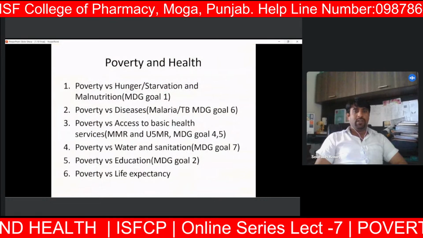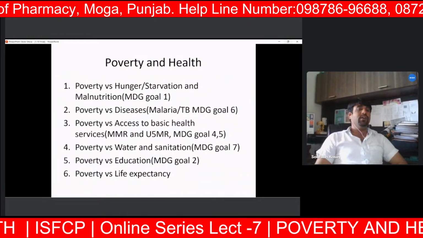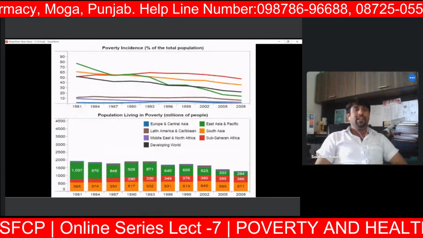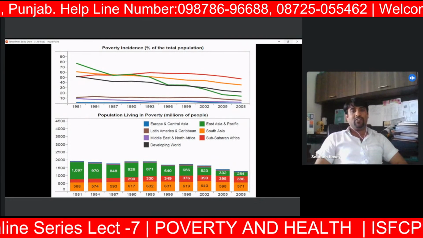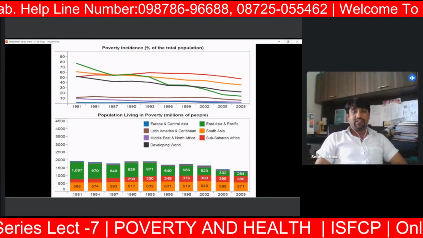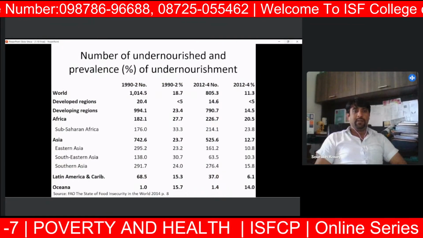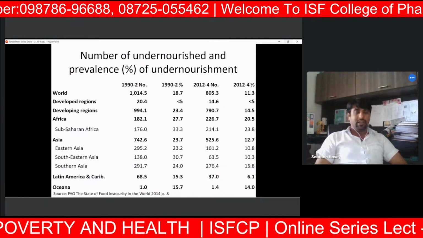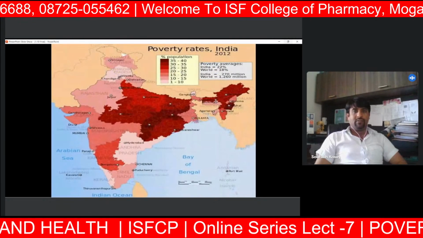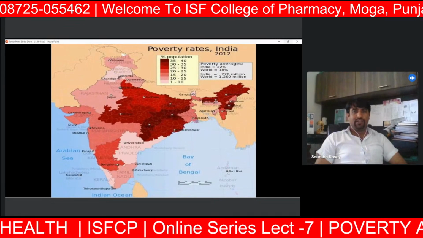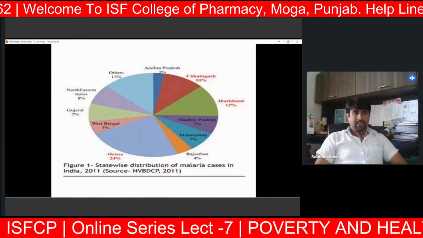So poverty and health: poverty versus hunger, poverty versus disease, poverty versus access to basic health services, poverty versus water and sanitation, poverty versus education, poverty versus life expectancy. There are a lot of factors which affect Europe, Central Asia, Latin America, the Caribbean countries, the Middle East, North America, the developing world, South Asia, Sub-Saharan Africa, East Asia, and the Pacific. So in the developed regions and the developing regions, we have to see the undernourishment part also. The prevalence before 10 years, this was the percentage of population, and poverty averages: India 22%, world 18%, and certain other population aspects.